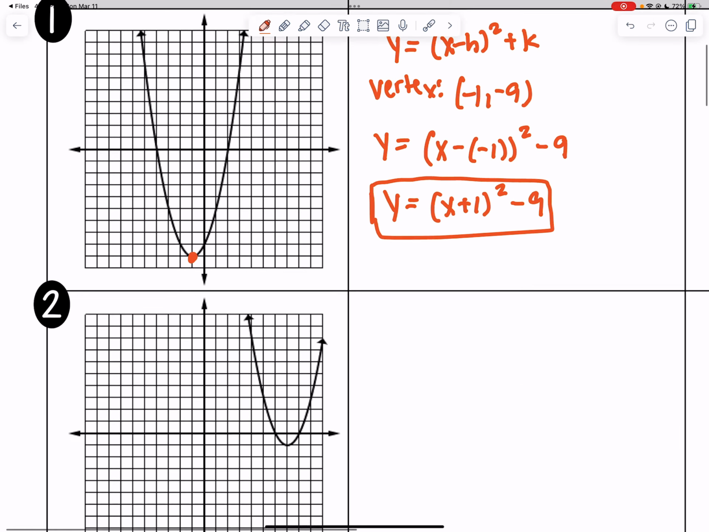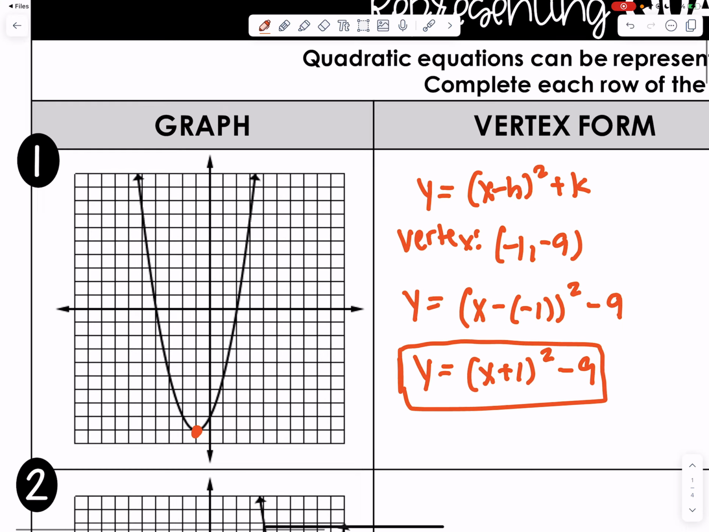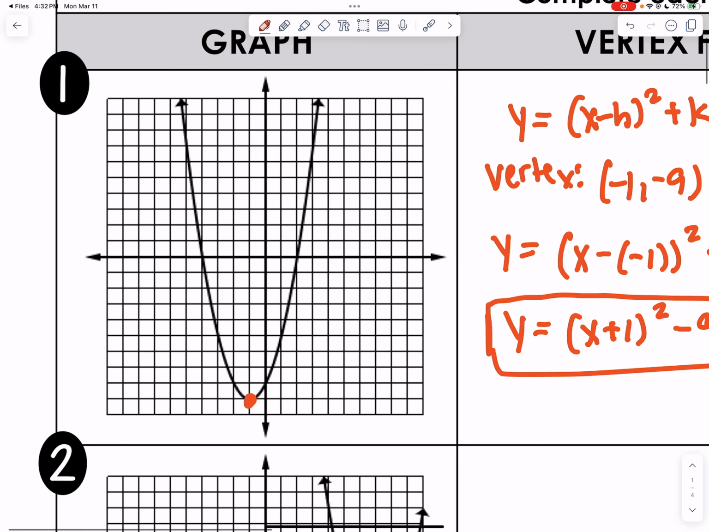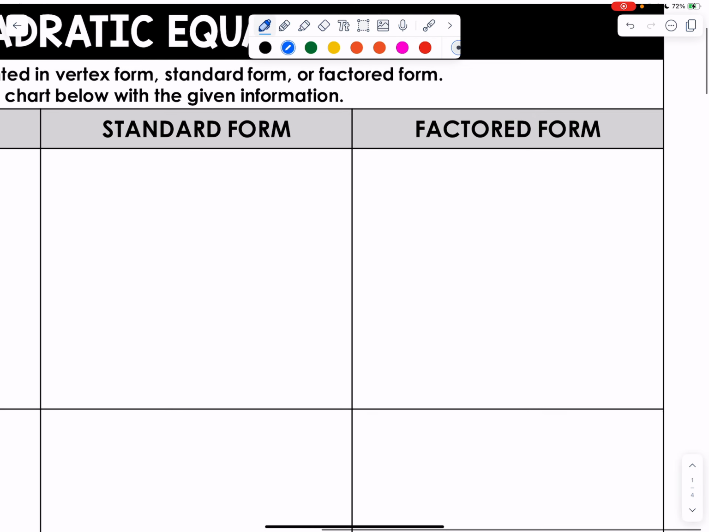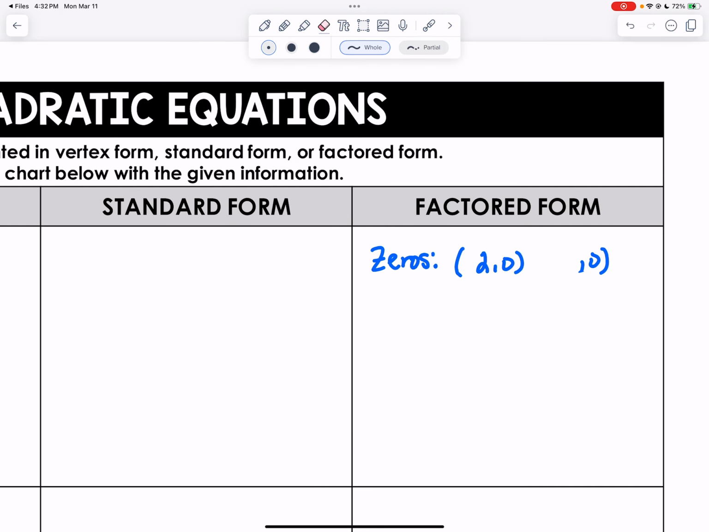Now, you'll also notice that for 1, 2, and 3, your factored form is also going to be easy because remember that your factored form comes from your zeros. So notice how I have a 0 right here and I have a 0 right here. I have a 0 at +2 and I have a 0 at -4. So zeros at +2 and -4.